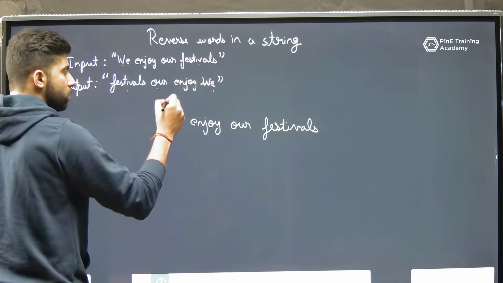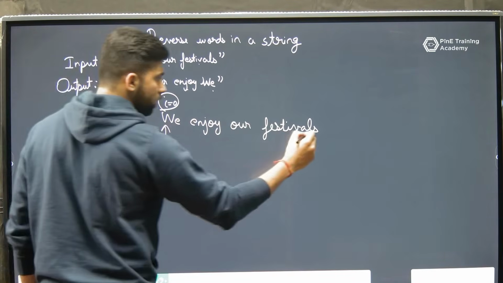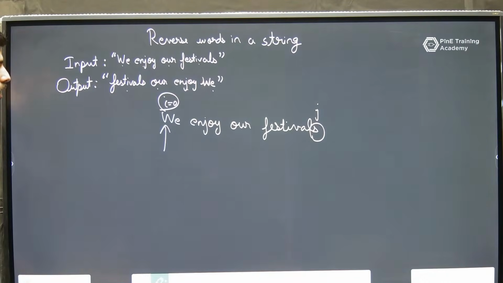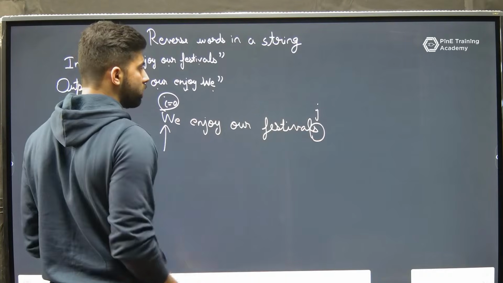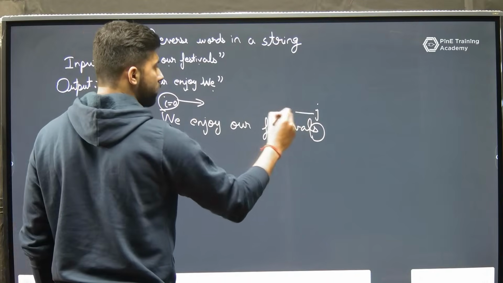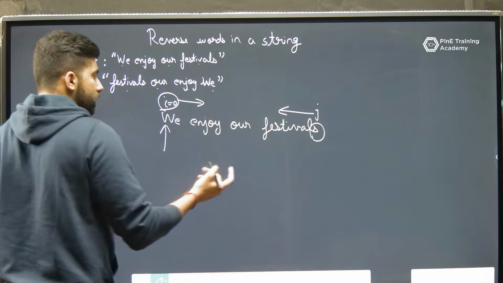What we can do is we can start with i equals 0, that means this particular position. We can start with j, which is at the last position, and we can keep swapping them and bring them towards this side. So i and j will be swapped, and then i will move towards this side and j will move towards this side. What will happen with this?